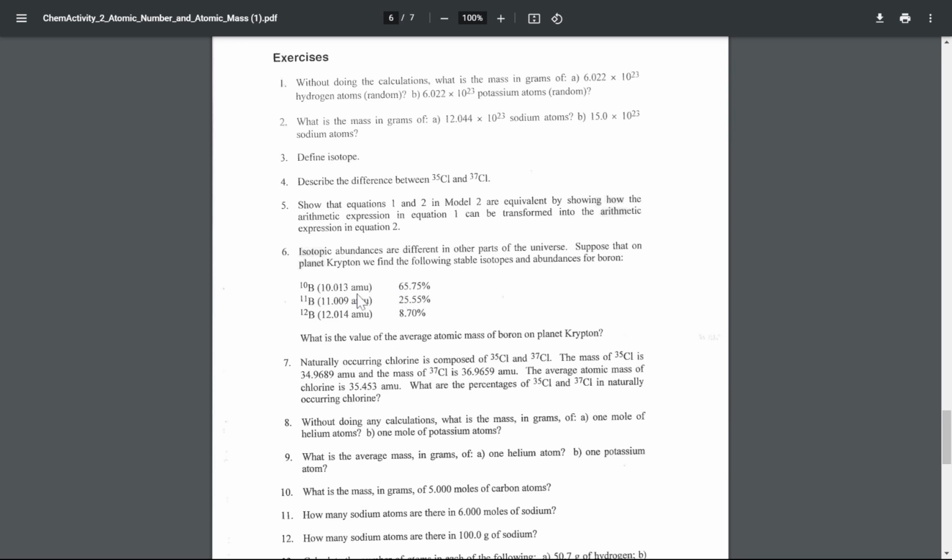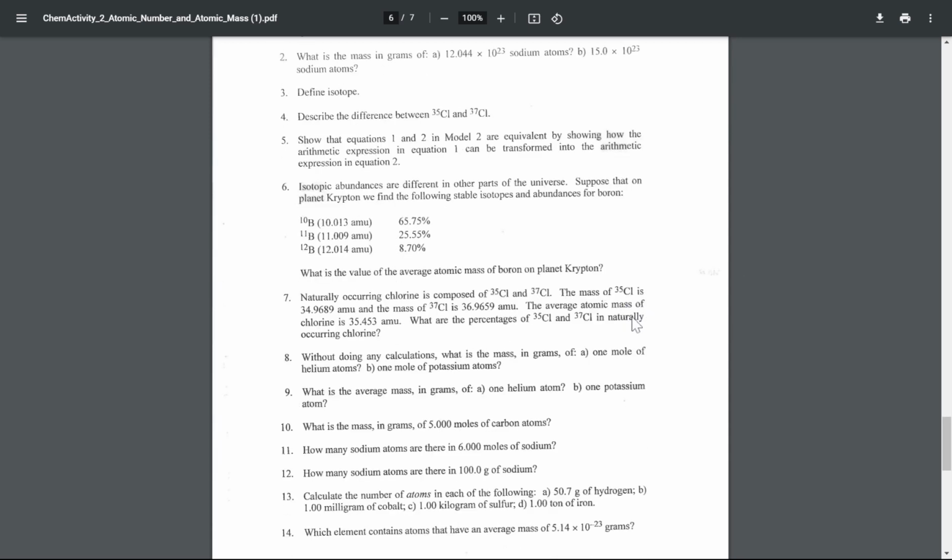So over 65% are going to weigh roughly 10, 25% is going to weigh roughly 11, and roughly 8 to 9% are going to be this weight right here. And the average, well, take the weight and multiply it with the percentage of how many you have, add them all together, and you're going to get 100%. And therefore, an average weight that's probably going to land somewhere around 10, as this is the most abundant isotope.